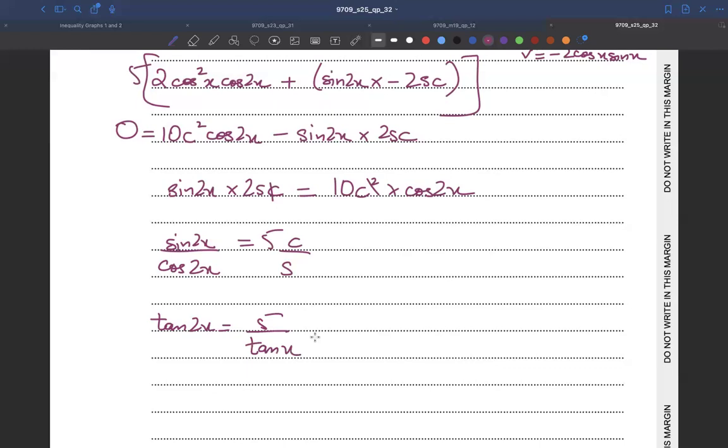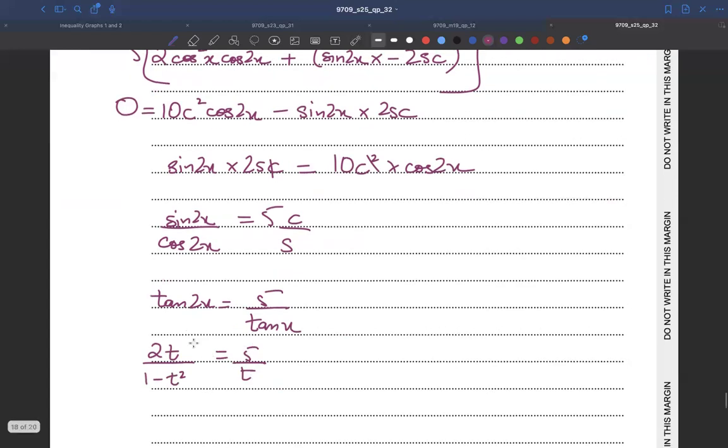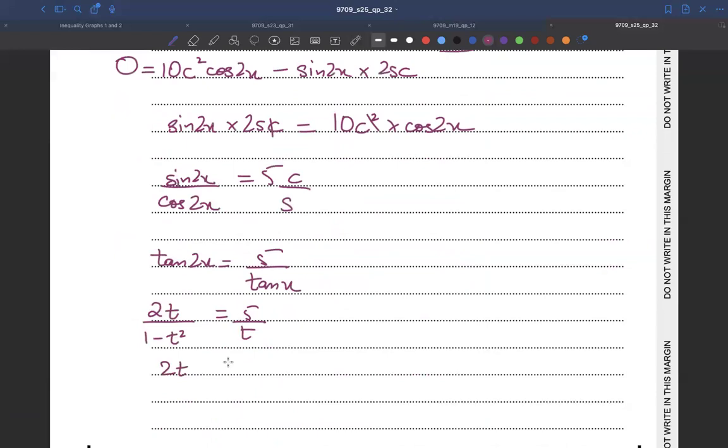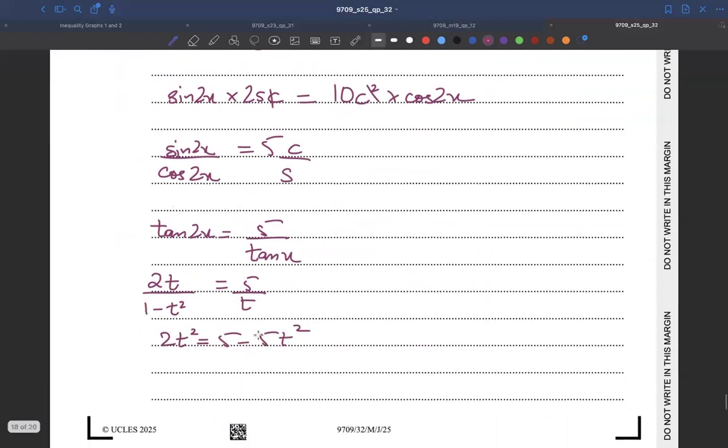Now to solve this, we can use the identity for tan of 2x. That is basically 2 tan x upon 1 minus tan squared x, and that is equal to 5 upon tan x. Now cross multiplying, we will get 2 tan squared x is equal to 5 minus 5 tan squared x. So 2 tan squared plus 5 tan squared, that will make it 7 tan squared equals 5, and tan squared would be equal to 5 upon 7.